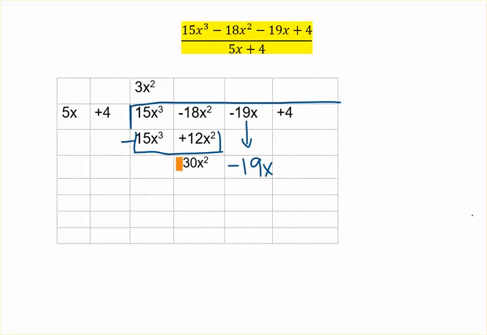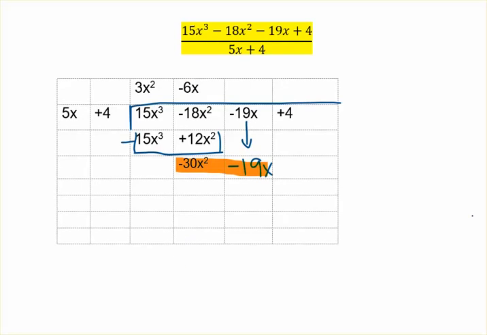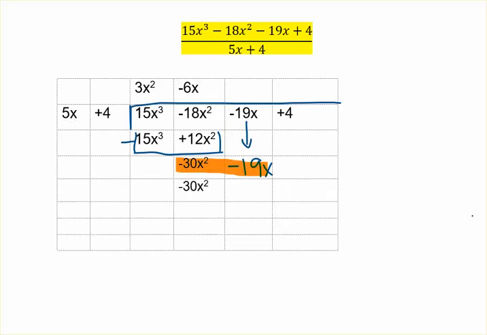So now we're going to look at how many times 5x goes into negative 30x squared. Okay, so 5 times negative 6 would give me negative 30, and I'm going to need an x. So up in the top, I'm going to write negative 6x. Then we take the negative 6x, and again, we're going to multiply it by our whole divisor, 5x plus 4. So negative 6 times 5x is negative 30x squared. Negative 6x times 4 is negative 24x.